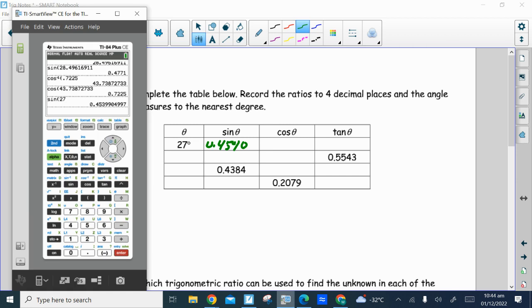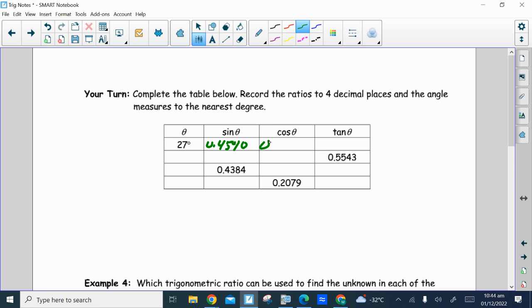The next one is the cosine of the angle. The cosine of 27 degrees to 4 decimal places is 0.8910. So the first 0 is in the 4th position. The digit to the right of that is also a 0, which means the first one doesn't change. It's 0.8910.